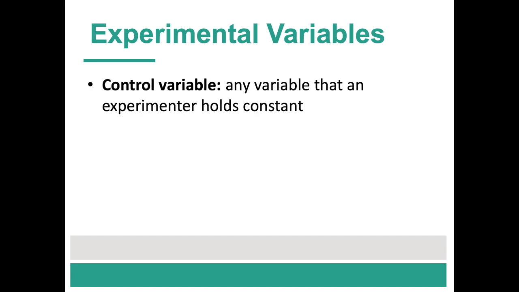It's also good to keep in mind that there's control variables. And this is any variable that an experimenter holds constant. So for the pasta example, they kept the pasta the same for both the medium and large bowl. This can be a really important concept. If we don't hold some things constant, then we won't be able to say what caused the change.